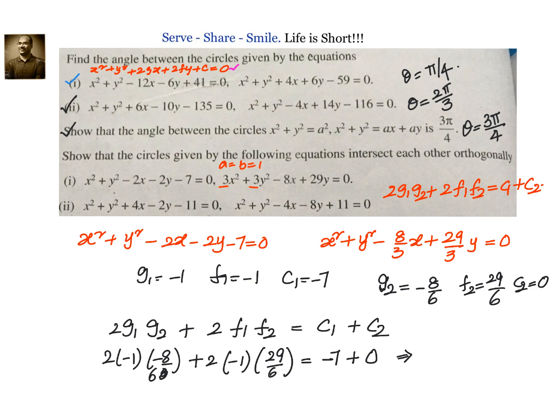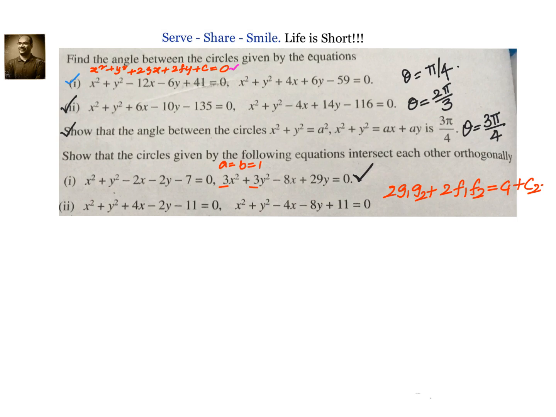That means I will have 8 by 3 minus 29 by 3, that is equal to minus 7. Minus 7 is equal to minus 7. So we have proven that these circles cut each other orthogonally because LHS is equal to RHS. Let's go to the next problem.